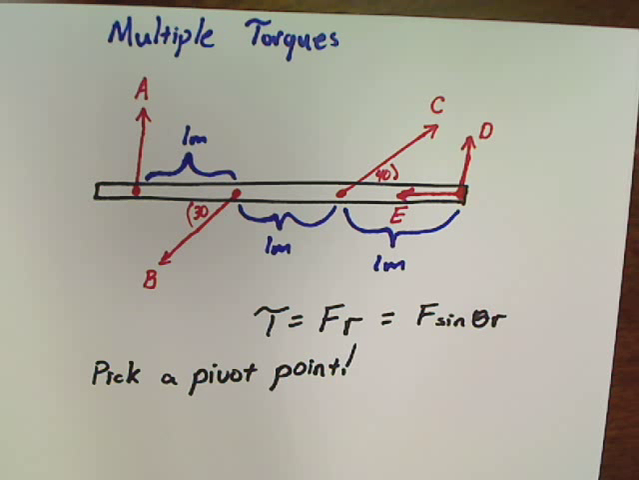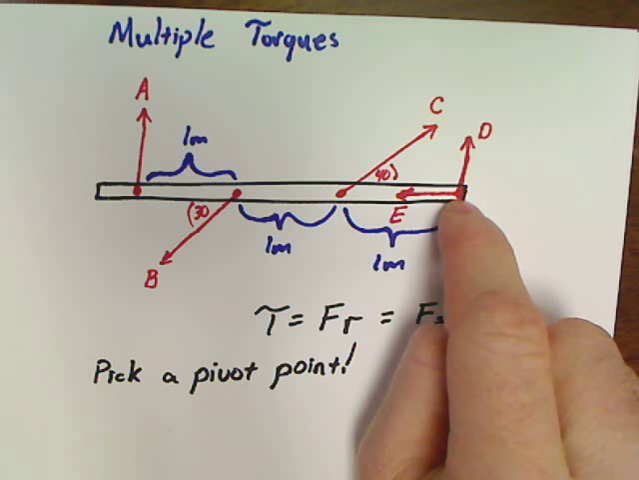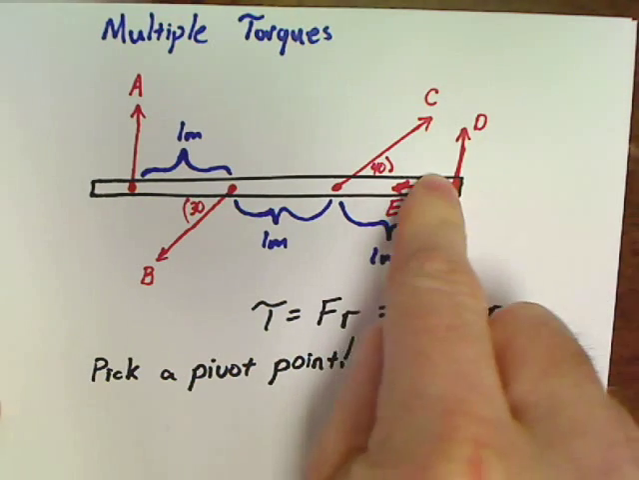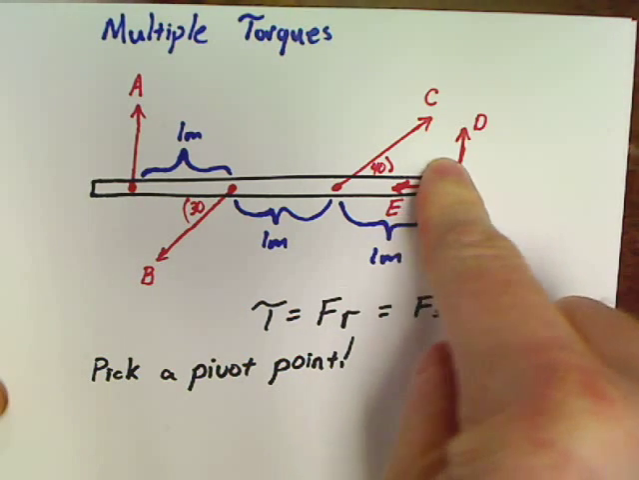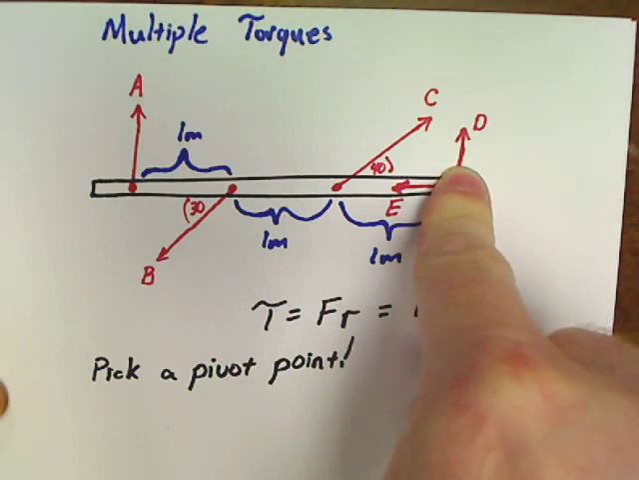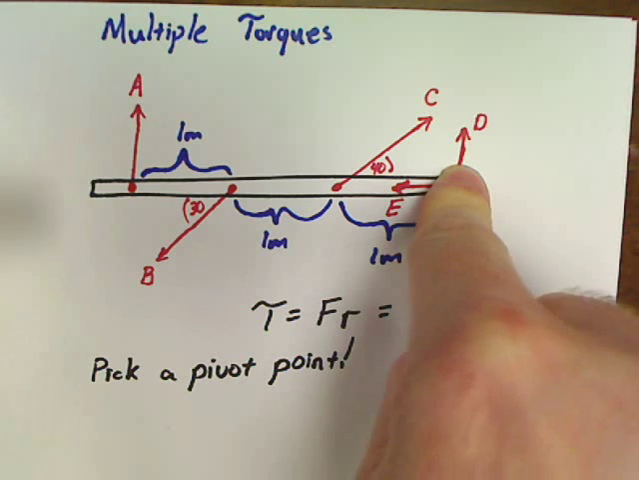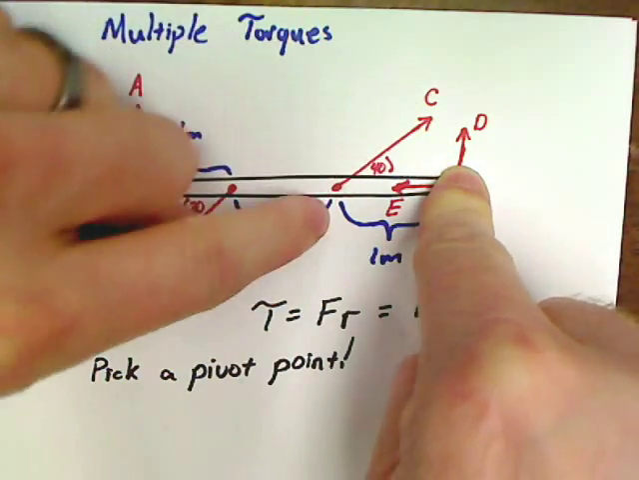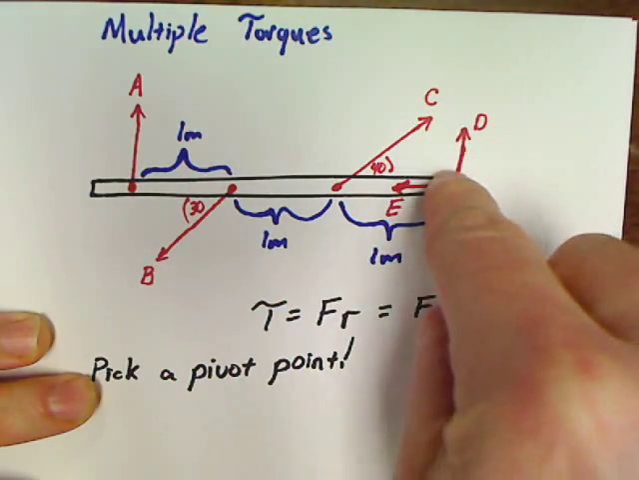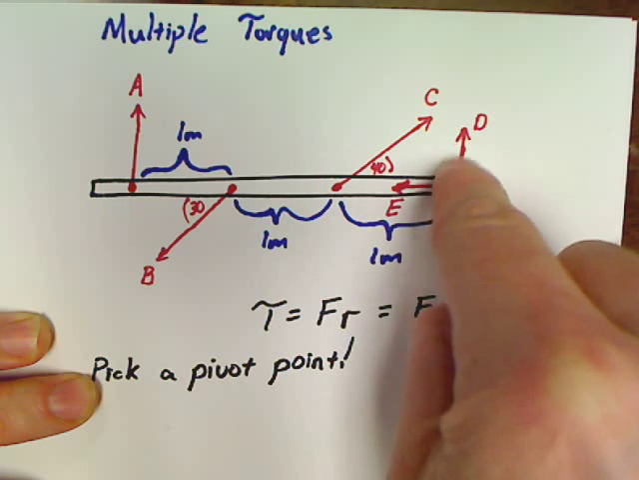So when we go to work it out, let's start over here. Let's make this our first pivot point. Now, this is where some people start having a hard time. Normally I like to circle my pivot point, but I don't want to wreck this sheet of paper, so I'm just going to stick my finger right here. So that is my pivot point. What I want to do now is write an Fr equation for every one of these.